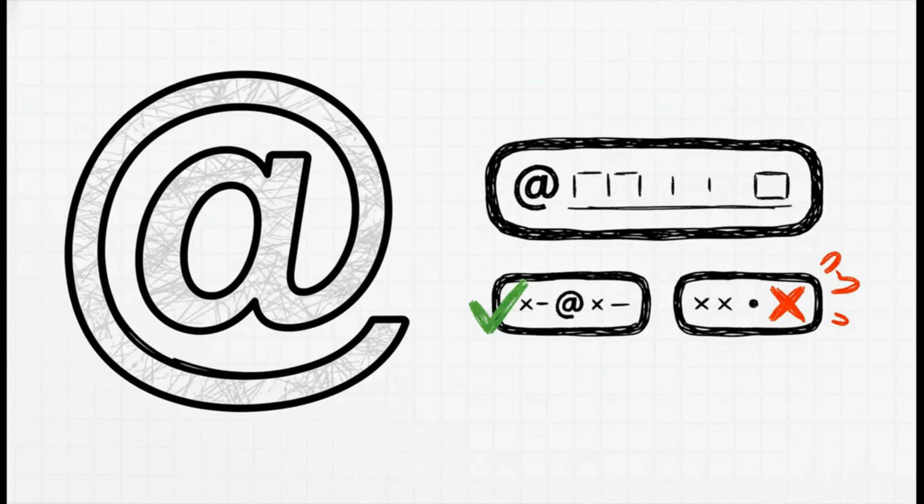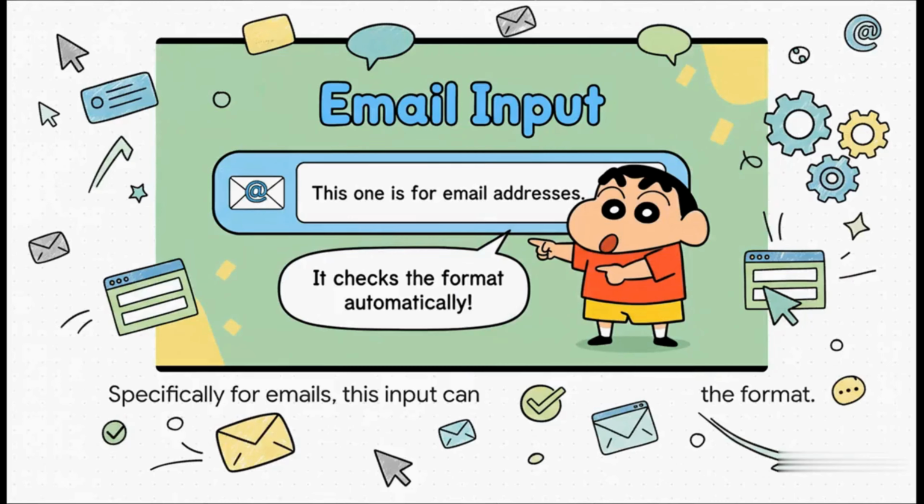Okay, now let's get a little more specialized. We're going to look at a version of the text input that's designed for one very, very specific purpose: the email input. Now, this is where things get clever. It looks just like a regular text box, right? But it's specifically on the lookout for an email address. And get this, some web browsers are smart enough to use this input type to check if what you typed actually looks like an email, with the @ symbol and a domain name. How cool is that? Super handy.